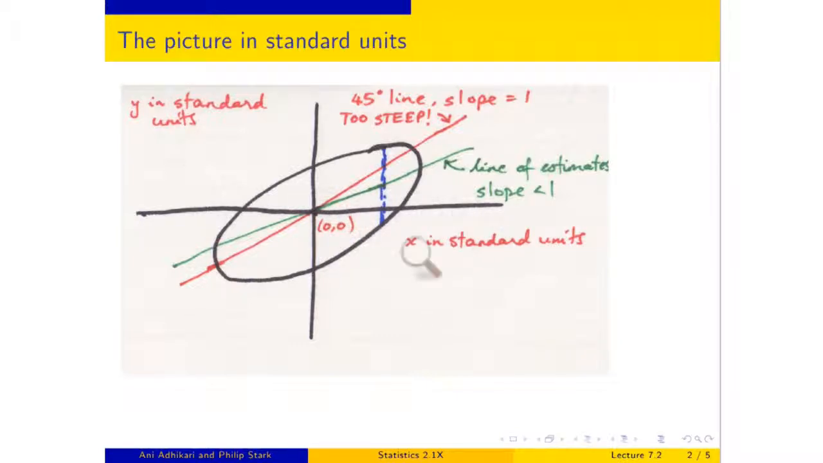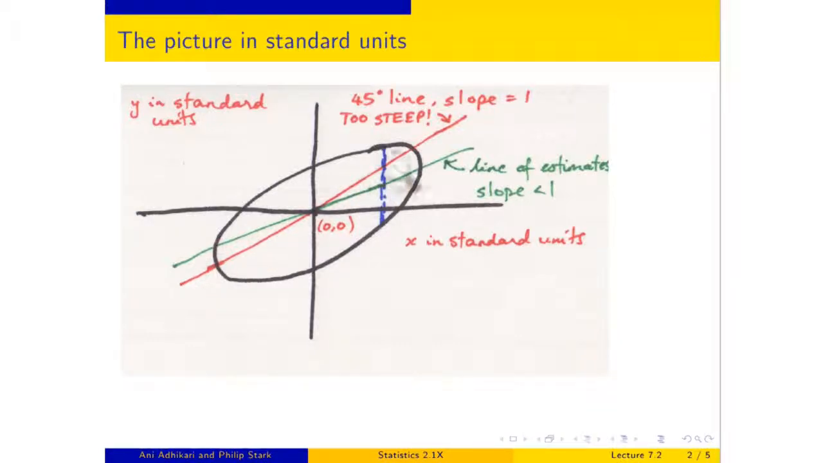Along the horizontal axis, you have x in standard units. Along the vertical, you have y in standard units. And we are trying to find the line that we're going to use as our estimates. And a very natural first line to draw is the 45-degree line. That's the line in red. Equal standard units on either side. That is what your text calls the SD line. The same number of SDs away from average on both variables.